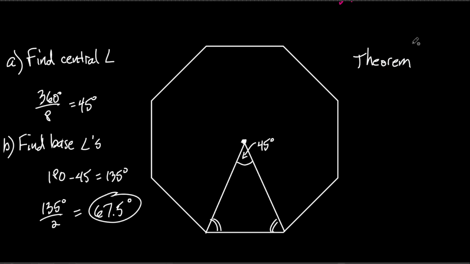It says the radii of a regular n-gon. What does that mean? It means any-sided regular polygon. They just put n to mean it could be an octagon, a septagon, a decagon, a dodecagon, whatever. So it says the radii of a regular n-gon divide the polygon into n congruent isosceles triangles. So what does that mean?